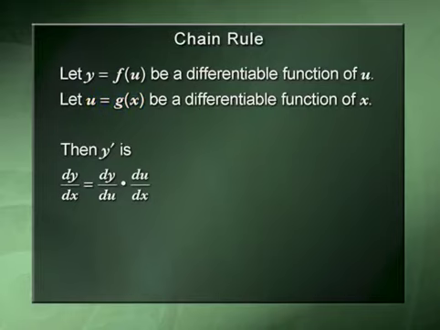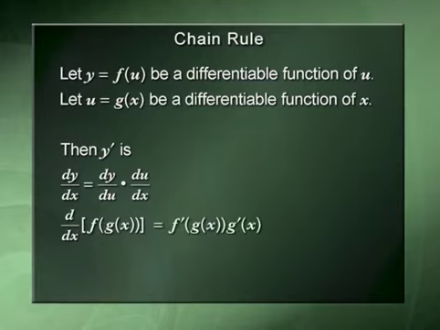If you want to write it in a different notation, the derivative of f of g of x, that's the composition of f with g, is f prime of g of x times the inside derivative g prime of x. Again, I find this definition sometimes not very helpful. Let's do an example to get us comfortable with how to do the chain rule in practice.